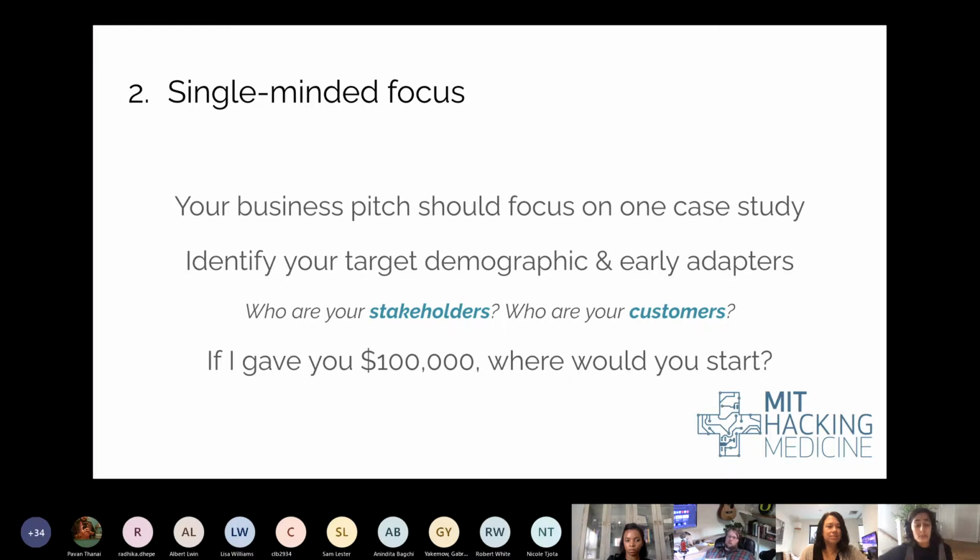A way to narrow down on this is to think about, if we gave you $100,000 at the end of this hackathon, where exactly would you start? How would you go about disseminating your solution to make sure that you're able to actually make an impact to the individuals who have been identified within the problem?